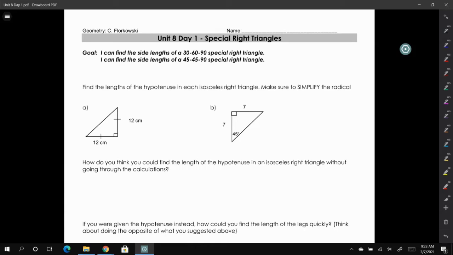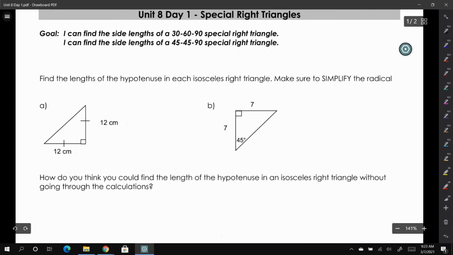Unit 8 here is all about triangles and more specifically right triangles. And we've worked with right triangles a little bit before when we used the Pythagorean theorem. So we're going to start with that and then expand from the Pythagorean theorem to look at some other properties and theorems that involve right triangles. So let's remember that the Pythagorean theorem is a squared plus b squared equals c squared.